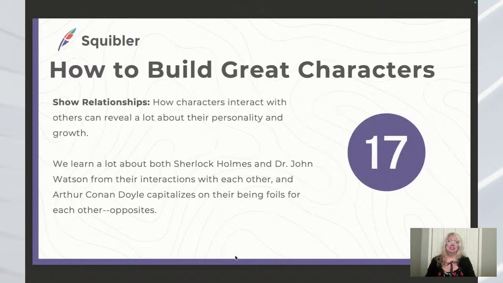You do want to show relationships. How characters interact with others can reveal a lot about their personality and growth. We learn a lot about, for example, Sherlock Holmes and Dr. John Watson from their interactions with each other. And Arthur Conan Doyle capitalizes on their being foils for each other, or opposites to each other. And you'll see that in a lot of film as well.